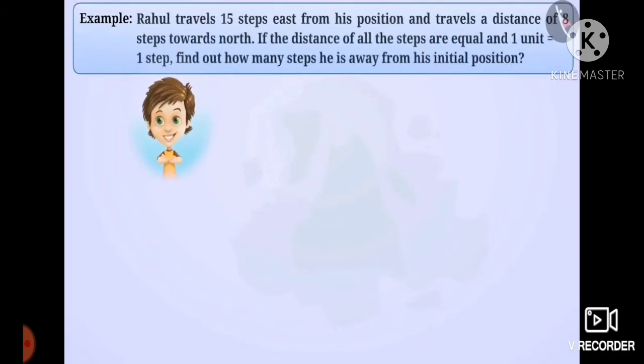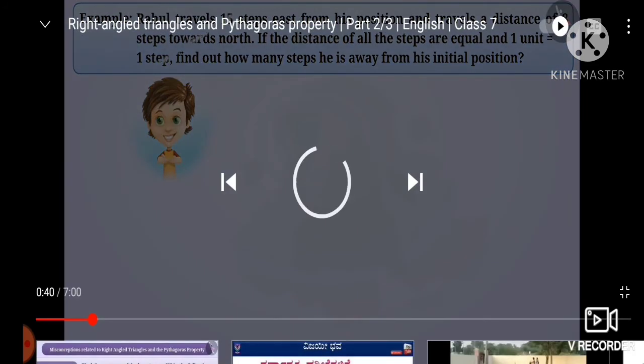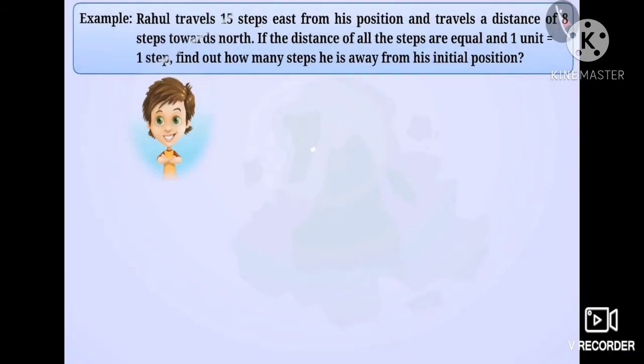Rahul travels 15 steps east from his position and then travels a distance of 8 steps towards the north. If all the steps are of equal distance, and 1 unit is equal to 1 step, find out how many steps away he is from his initial position. This is a problem, so you have to find the answer.